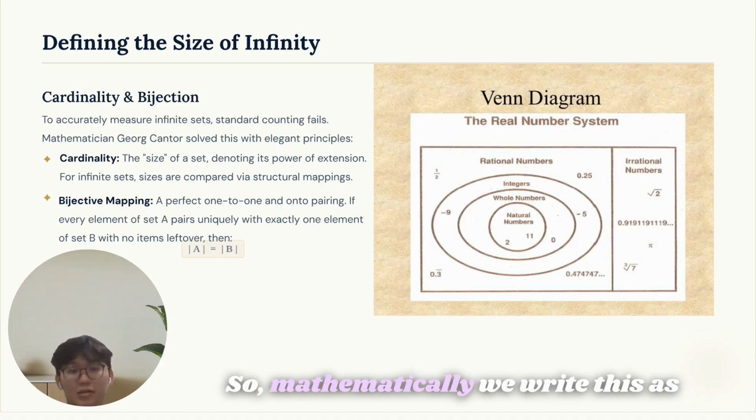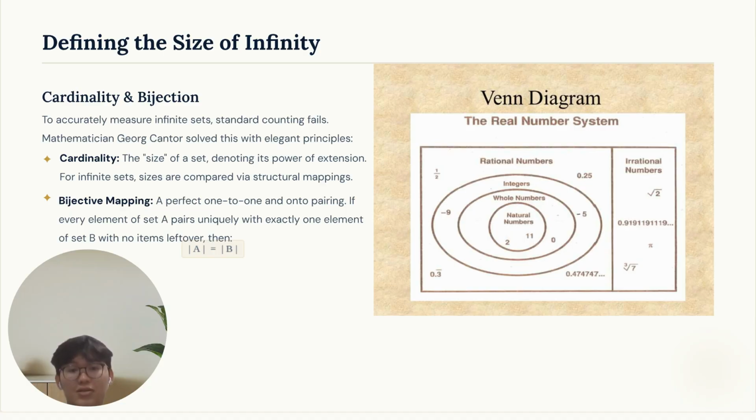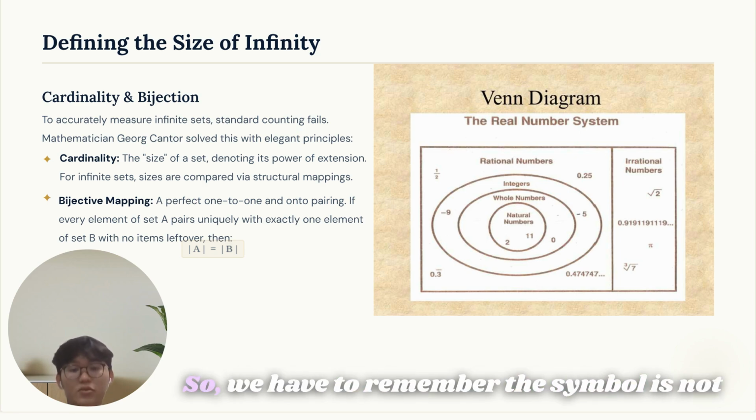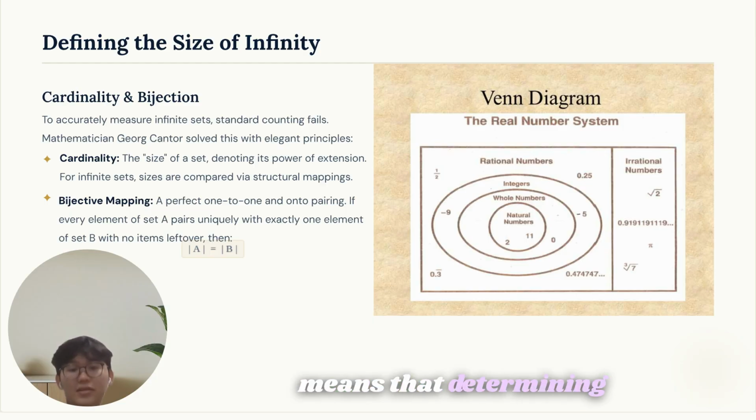Mathematically, we write this as the size of A is equal to the size of B. You have to remember that the symbol is about cardinality, not the determinant.